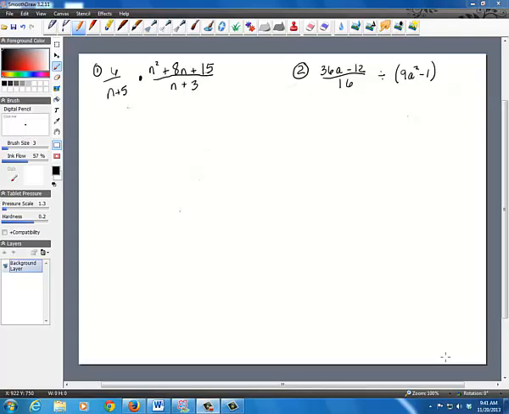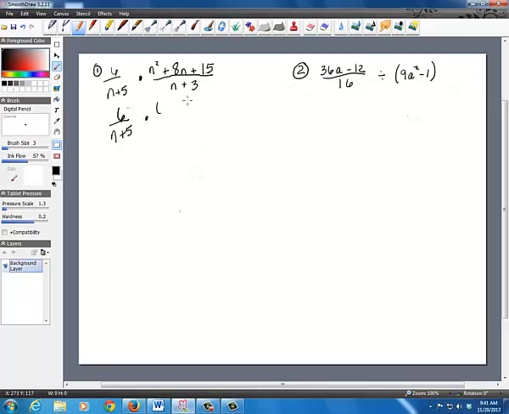So let's start off with the first problem here, and we have a multiplication problem with fractions, which means we do not have to get to a common denominator. We just need to factor everything and cancel out the common factors. So I'm going to rewrite the first fraction because there's nothing really to factor in that one.